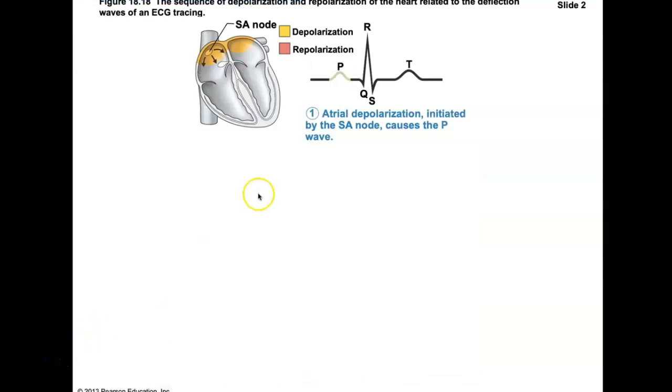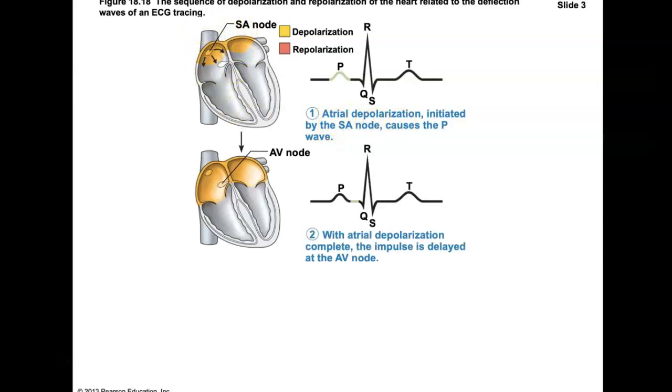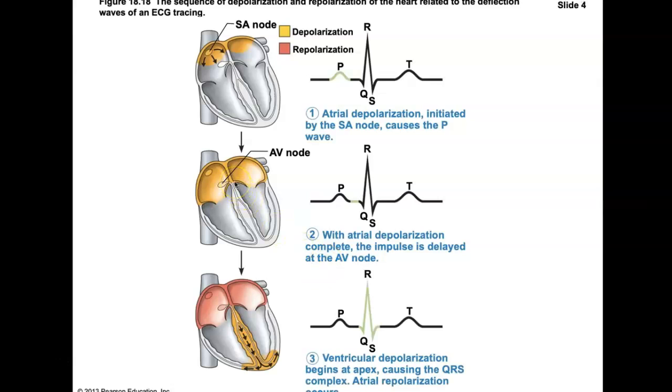So let's take a close look at the sequence of depolarization and repolarization of the heart related to the deflection waves on the ECG tracing. The first wave we know as the P wave, and this is when the atria depolarize, which is initiated by the pacemaker, the SA node. When the atria depolarize and that depolarization is complete, the impulse is delayed for a slight moment, as we explained earlier, at the AV node.